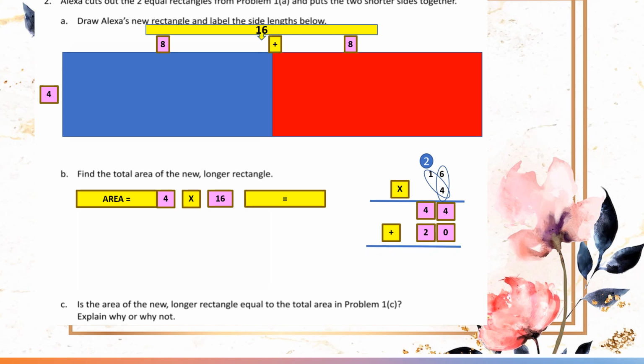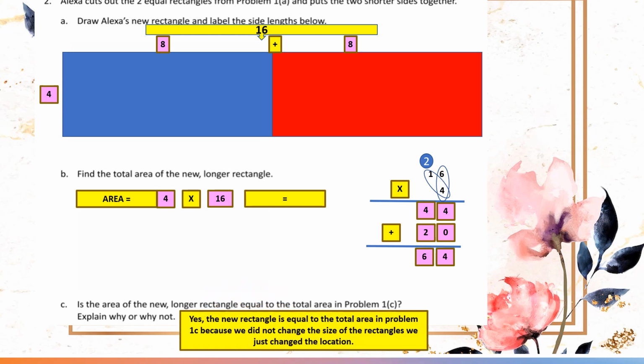All right, and let's finish working it out. Starting with our ones place, we add 4 plus 0 is 4, and 4 plus 2 is 6. So the area of our longer rectangle, to where all we did was place the shorter sides right next to each other, is 64. Now, letter C asks us, is the area of the new longer rectangle equal to the total area in problem 1C? Explain why or why not.